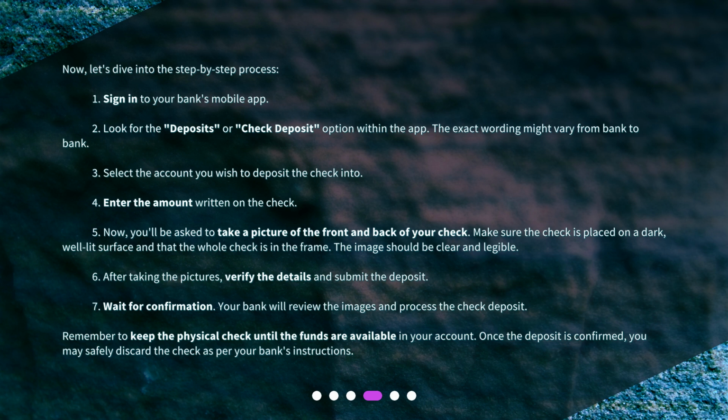5. Now, you'll be asked to take a picture of the front and back of your check. Make sure the check is placed on a dark, well-lit surface and that the whole check is in the frame. The image should be clear and legible. 6. After taking the pictures, verify the details and submit the deposit. 7. Wait for confirmation. Your bank will review the images and process the check deposit. Remember to keep the physical check until the funds are available in your account. Once the deposit is confirmed, you may safely discard the check as per your bank's instructions.